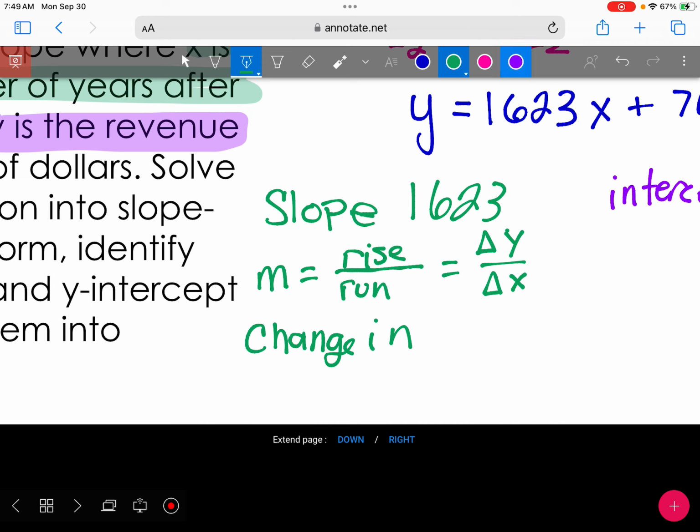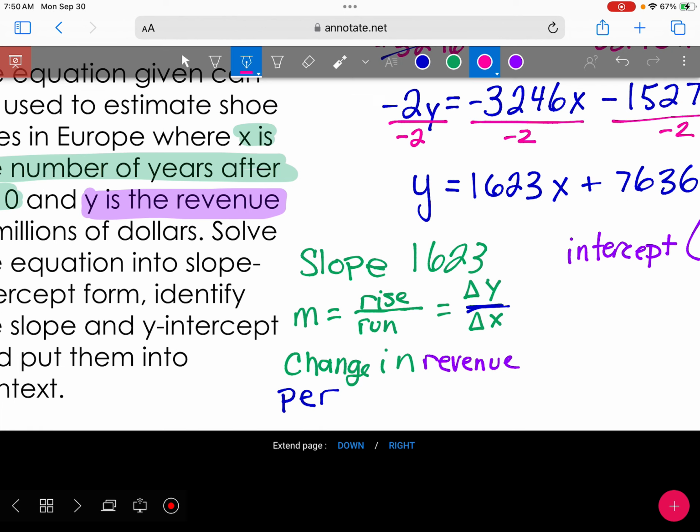So this is change in my y, which is revenue, per year. That's because it's being divided. What are my x's in terms of? Number of years after 2010. Yeah. Change in revenue per year. So that's how you can get that information. It's the change in y's out of the x's. So change in revenue per year. How much they make each year. How much more they make each year.